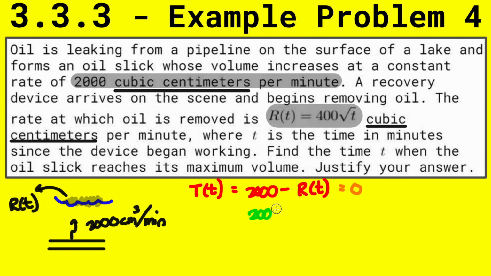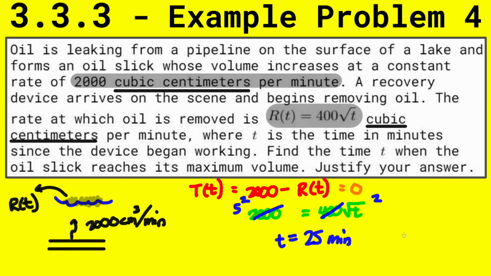So what we're going to do is add R of t to both sides, but I'm actually going to put in 400 root t. And we're going to solve for t here. Divide both sides by 400. You get 5 here. That cancels away. Square both sides. And you get t is equal to 25. Let's see, it's in minutes.